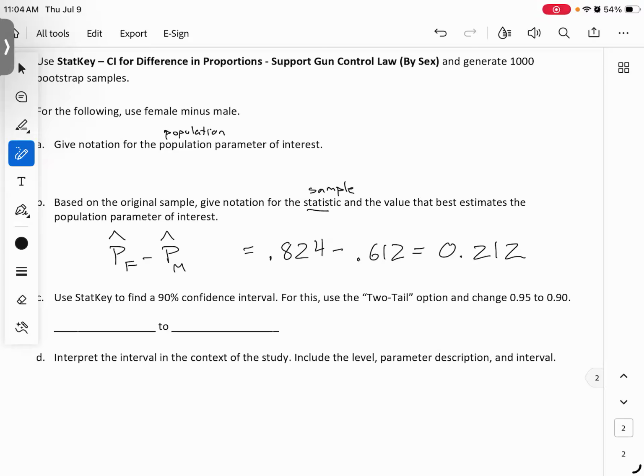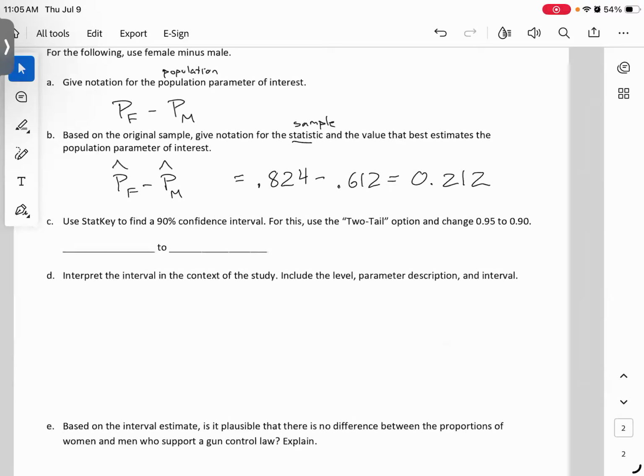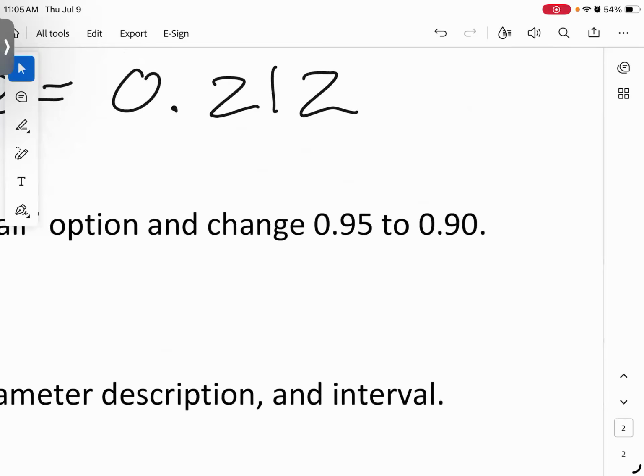And then the big cousin to that would be that they were trying to do an estimate for the proportion of all female versus the proportion of all male. And then the minus sign is just that we were trying to check to see if there's a difference. Now we could do the calculation version that we do, the plus or minus, but this one we're just going to let StatKey do it. And we want to do a 90% interval. So the main thing we're going to do is have our bootstrap of 1,000. We're going to click the two tail, and then we're going to adjust it to 90%.